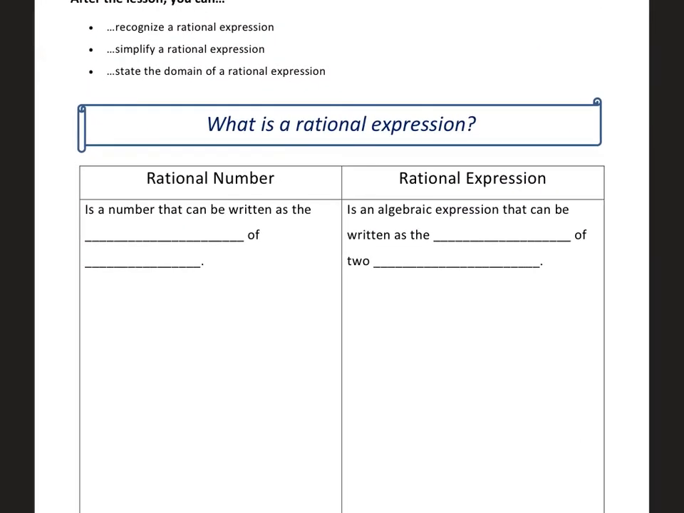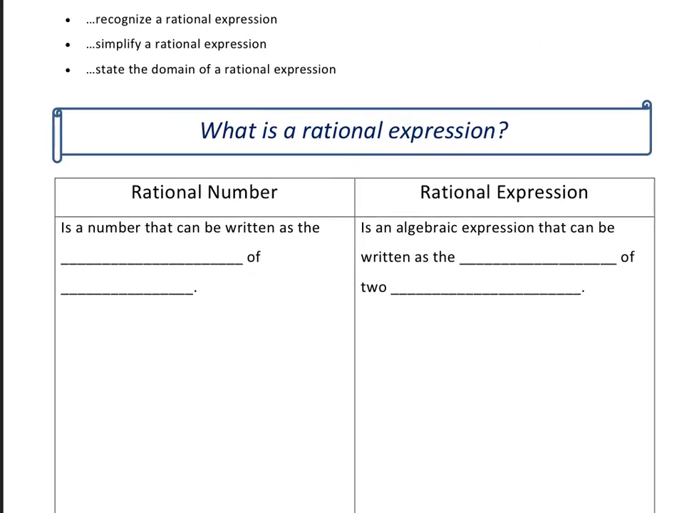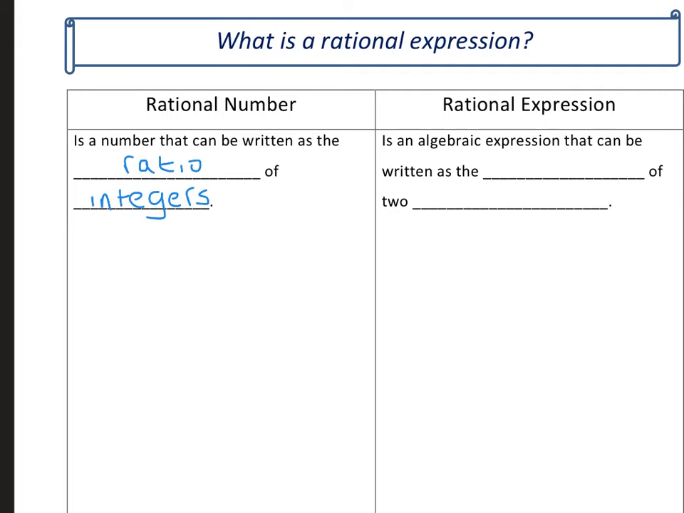So to talk about a rational expression, I first want to compare that to what a rational number is. As you know, a rational number can be written as the ratio of integers. In other words, a fraction. So if we take a look at some examples here of rational numbers, I'll write a few here.